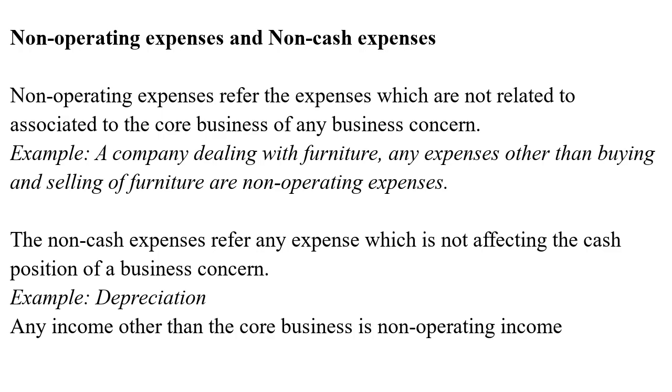So these two concepts are purely based on the nature of that business. They have to decide what are all the business related expenses and which are additional income and additional expenses. So any expense which is not core to the business is non-operating expense, and any income which is additional other than their core business is non-operating income, and non-cash is the expenses which are not affecting the cash position.